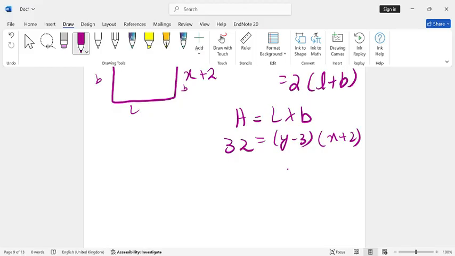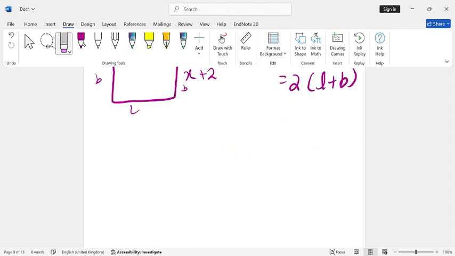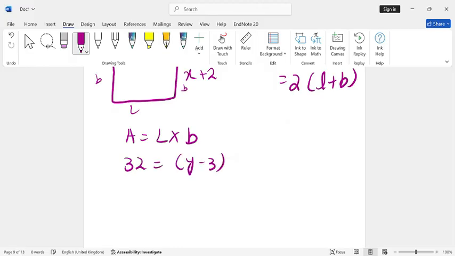So I'm writing it over here as our equation. I am writing over here area equals length multiplied by width. So we have an area of 32 and we have y minus 3 and x plus 2. All right, so I'm going to give the name to this equation. We can say that it is equation 1.